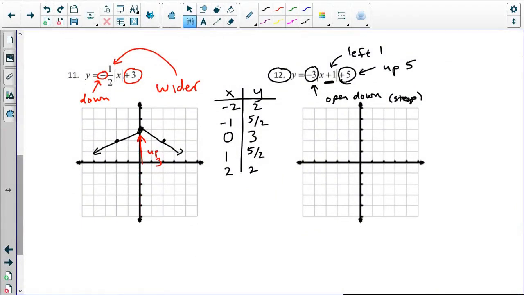So if I'm guessing, all of this stuff will be true. So left 1, up 5, opens down, so the V is going to open down, and my slope, so to speak, is kind of like 3. So that would be my guess for what the answer is if I plugged in points, and that's actually what it is. But I'm not going to go into that with too much more detail because we will do that for another few lessons.